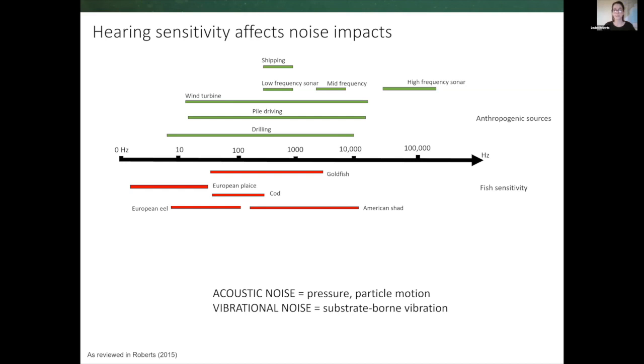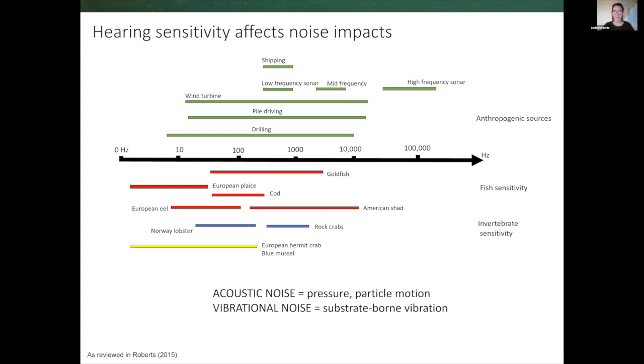And as I mentioned before, with our animals that are dwelling on the seabed, many of those are detecting vibrational waves. Again, we should be measuring those when we're characterizing our sources. When we're thinking about invertebrates, again, these are likely sensitive only to particle motion and not pressure, given that they have no air-filled cavities in their bodies.